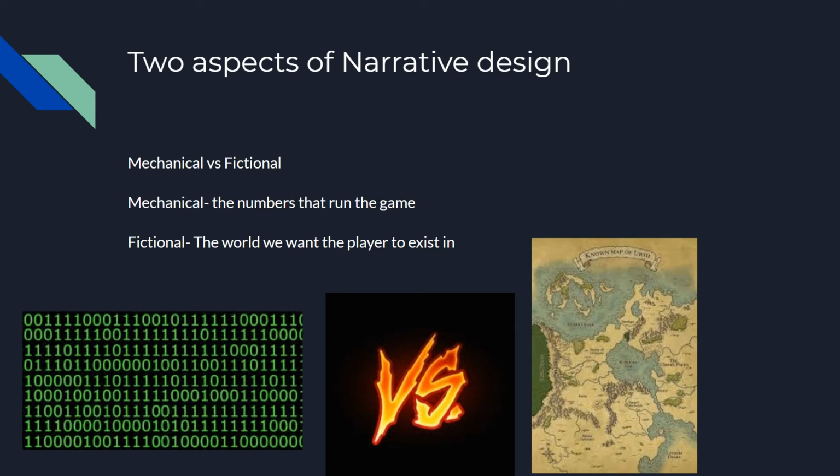So, what are the two main aspects of narrative design? I'm going to say that those are the mechanical aspects and the fictional aspects. So, the narrative aspects and the design aspects. Mechanical being the numbers that run the game, and fictional being like the story that goes alongside of it.